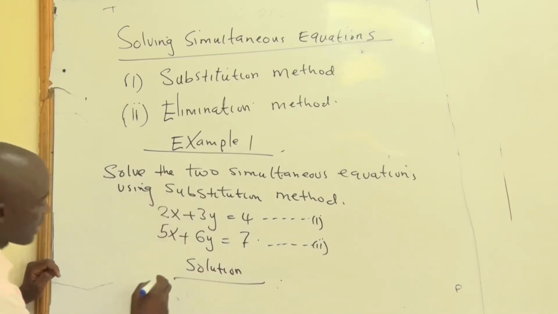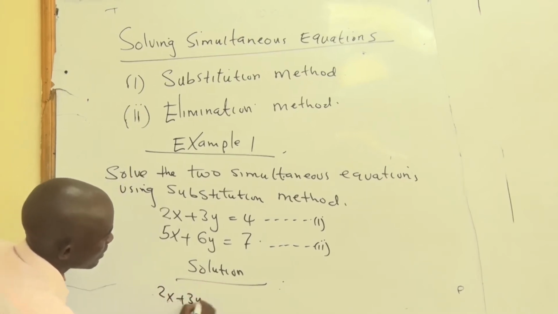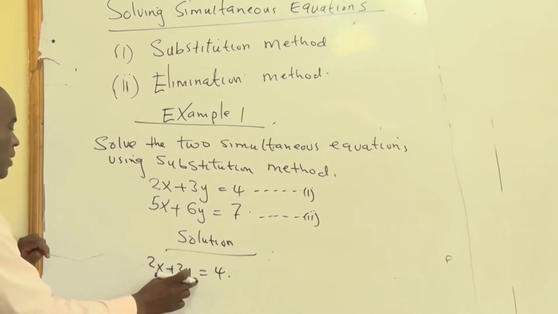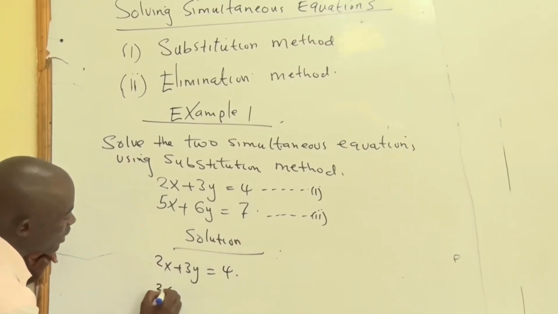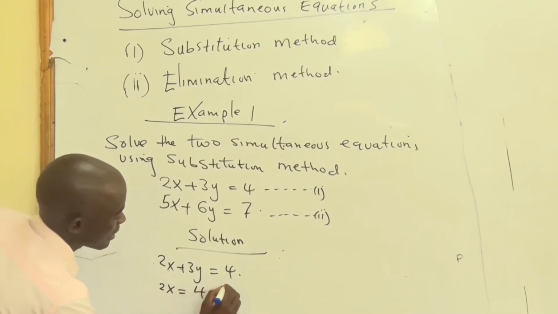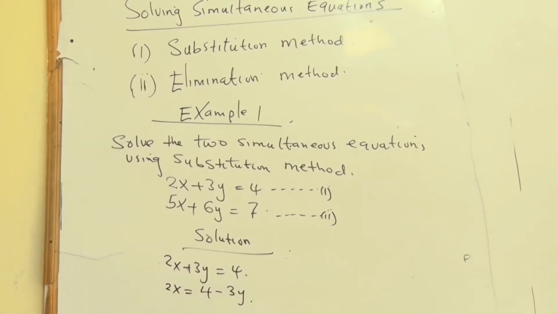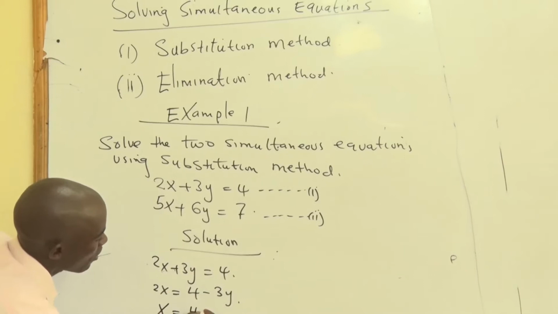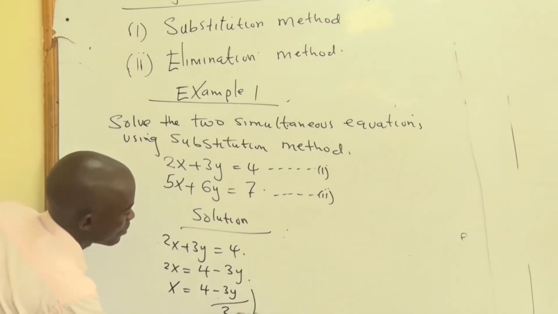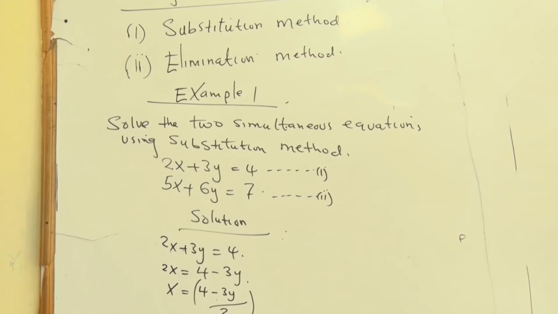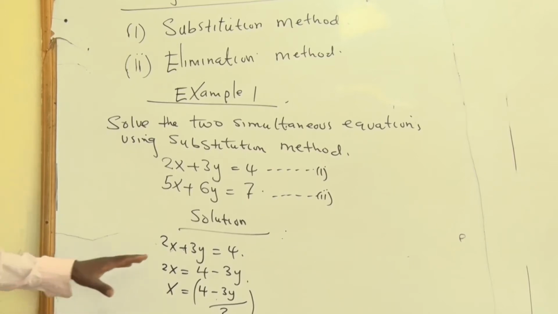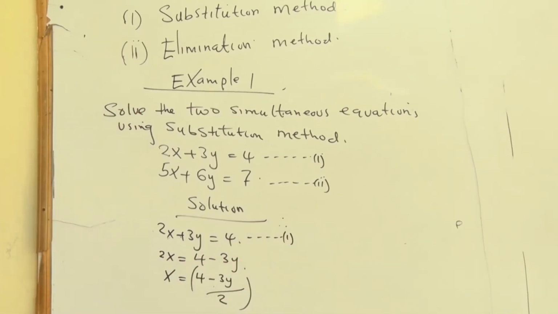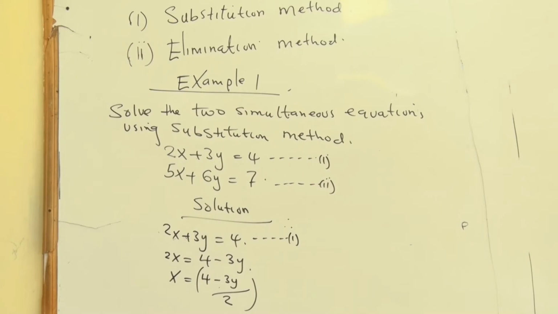So I will start with 2x plus 3y is equal to 4. I want to make x the subject of the formula, so I have to push this part to the other side so that I will have 2x is equal to 4 minus 3y. Therefore, our x will be equal to 4 minus 3y all over 2. So that is the value of x. Remember, I'm making x the subject of the formula in the first equation, so that now I can replace it in the second equation.